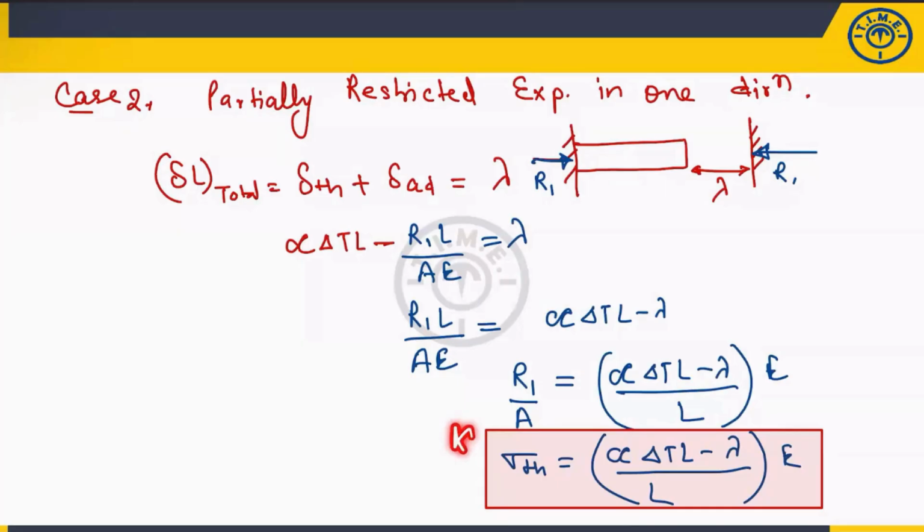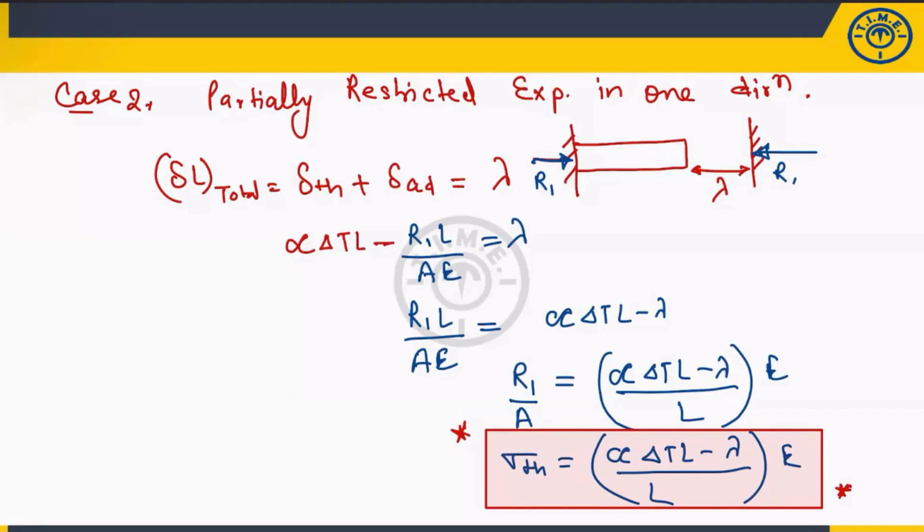That means this expression, if you remember, you can solve the problem based on the first case as well as the second case. First case means there is no expansion allowed, lambda value is 0. Lambda 0 means alpha delta T into E. And the second case, if you are allowing some expansion, then alpha delta T L minus lambda divided by L into E. Okay, so please remember this relation.